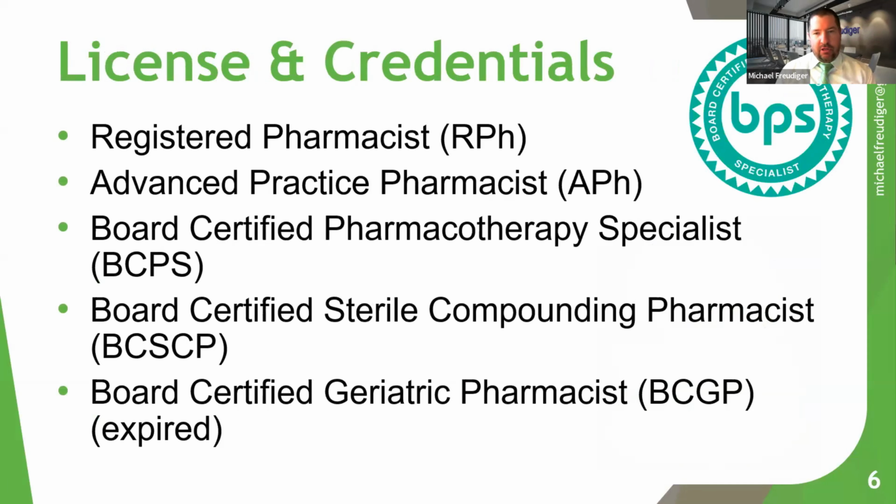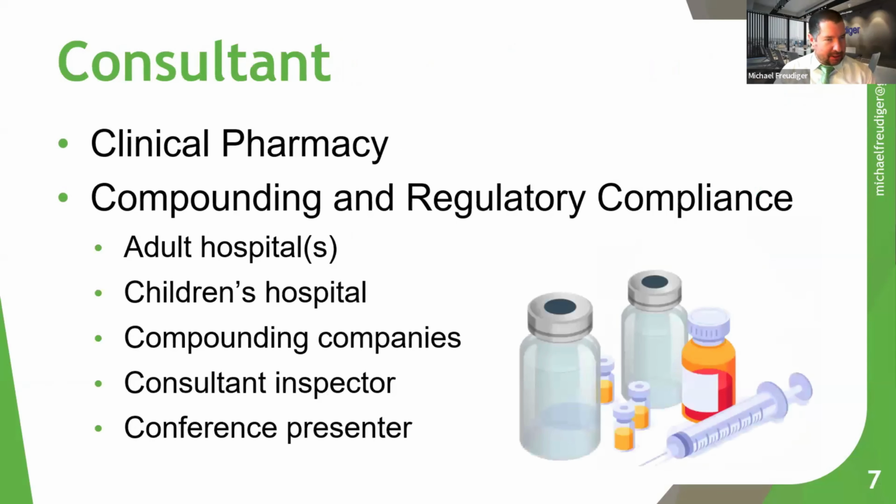I have a license in California as a registered pharmacist. That's very common. You'll see that in all 50 states. California also has something called an advanced practice pharmacist license. It's a separate license. It allows me to write prescriptions, see patients in the clinical setting, and do all the assessments, and usually it's part of a partnership with a physician. I also have all these other board certifications that you see listed: pharmacotherapy, compounding, and geriatric pharmacist, which I let go because the continuing education is way too much.